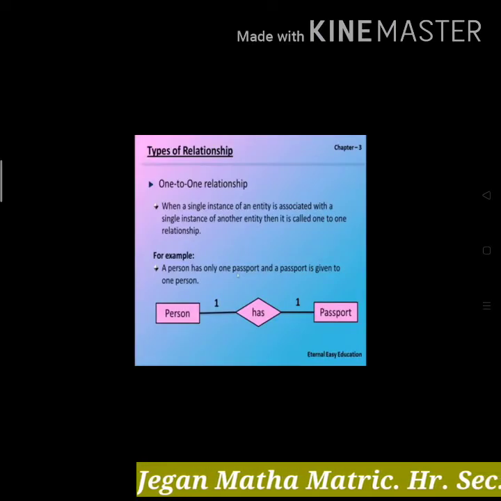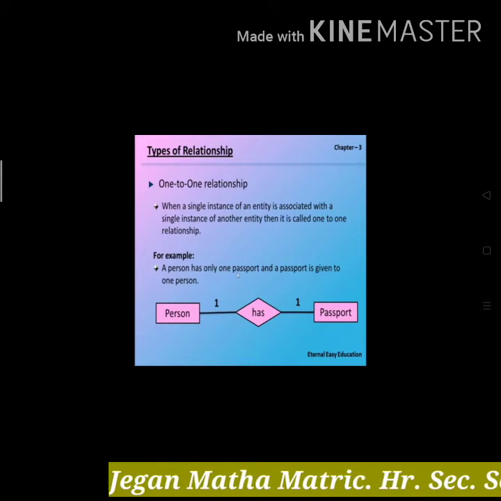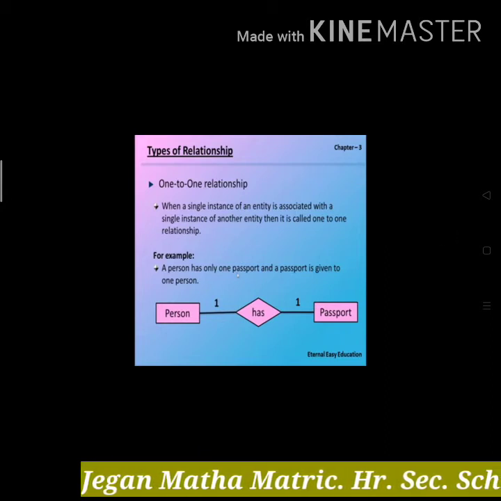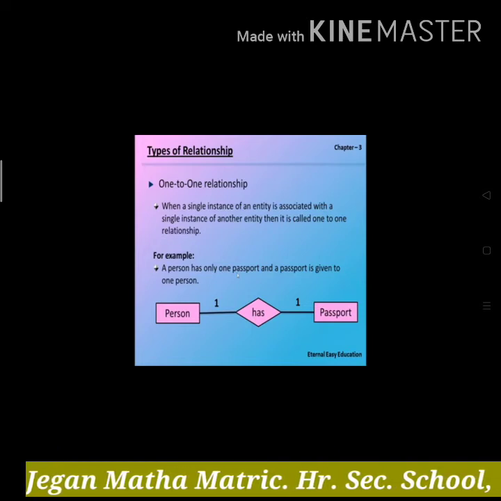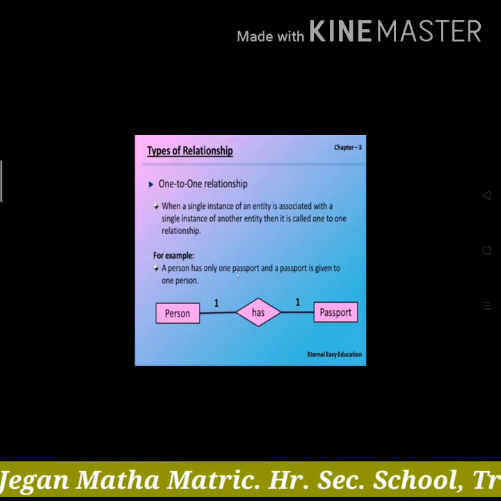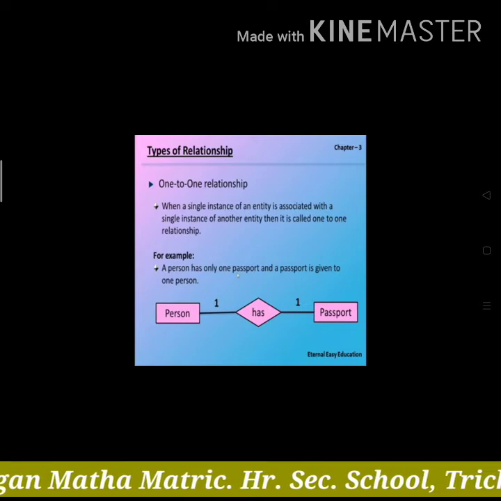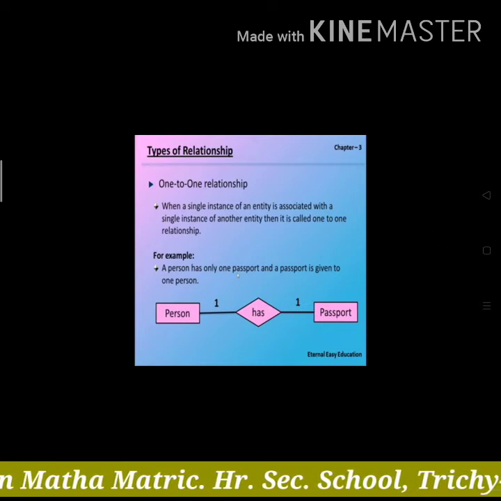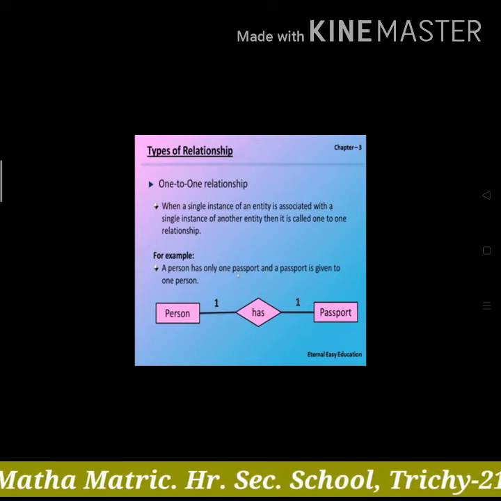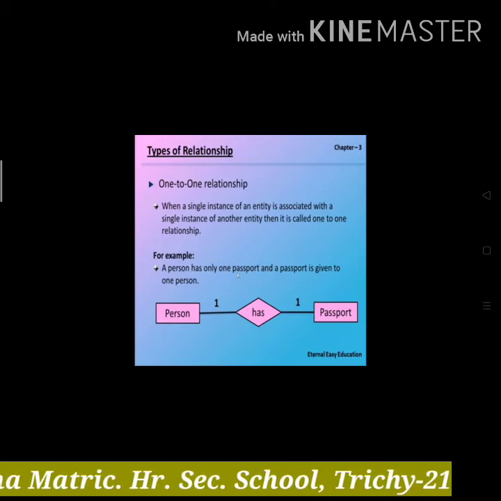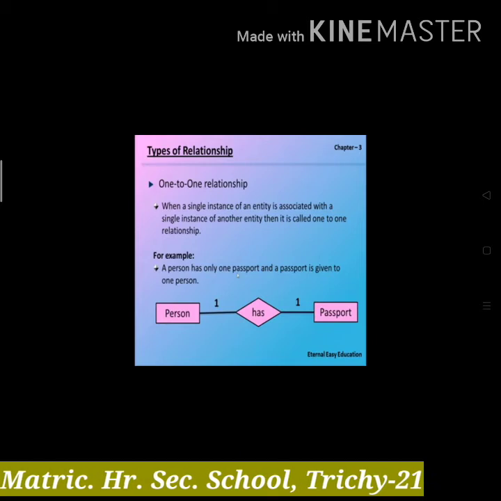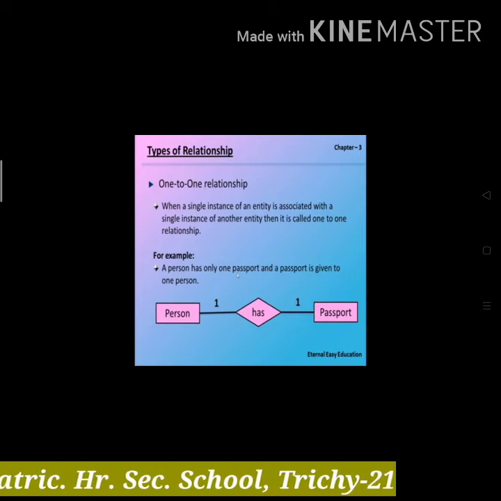Types of relationship. The first one is one-to-one relationship. Here, when a single instance of an entity is associated with a single instance of another entity, it is called a one-to-one relationship. For example, a person has only one passport and a passport is given to one person. This is the example for one-to-one relationship.